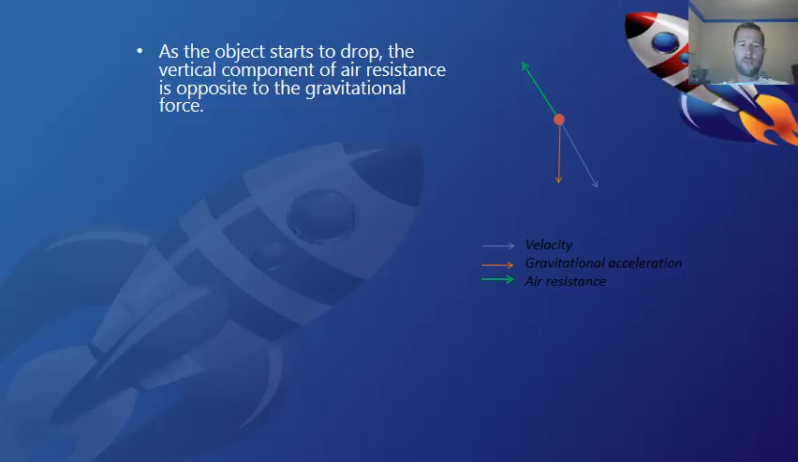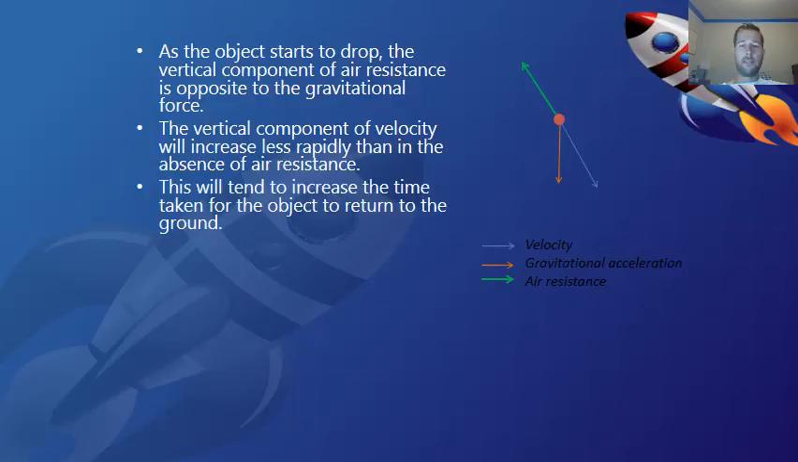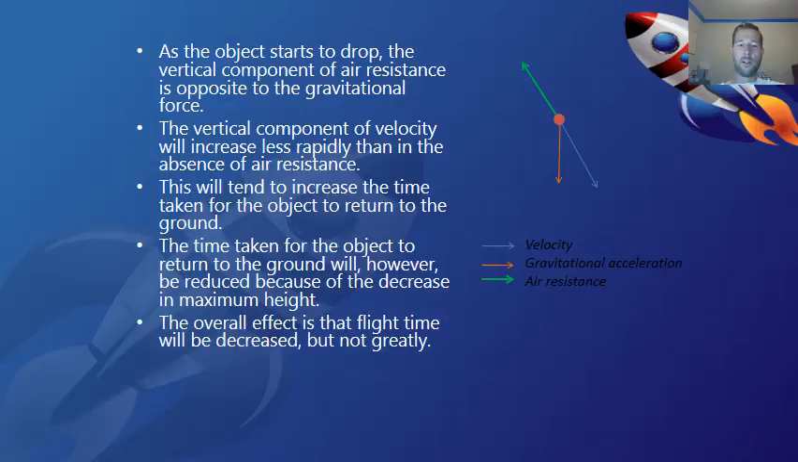As the object starts to drop towards the ground though, the air resistance will actually be acting in the opposite direction to the gravitational force. So the vertical component of the velocity will increase less rapidly than in the absence of air resistance. This will tend to increase the time taken for the object to return to the ground from its highest point. But the time taken for the object to return will be reduced because of the decrease in the maximum height. So overall, based on the object traveling up and then traveling down, the flight time will be decreased overall, but not greatly.